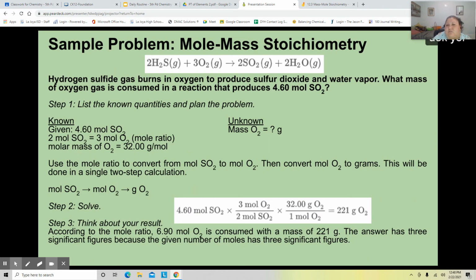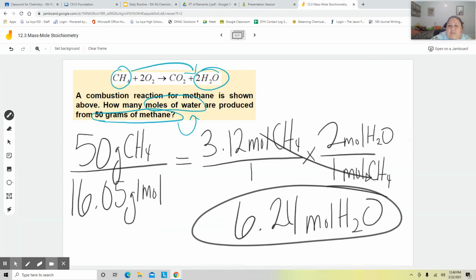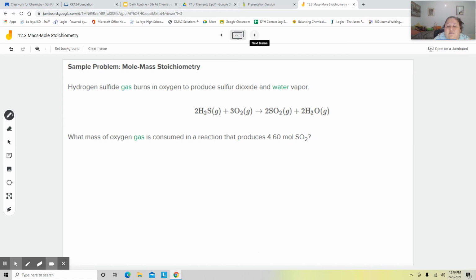So let's go straight into the practice so we don't waste time. It says here hydrogen sulfide gas burns in oxygen to produce sulfur dioxide and water vapor. What mass of oxygen gas is consumed in a reaction that produces 4.60 moles of sulfur dioxide? Okay? So here's our sample problem. We're still treating it the same way. We're still circling all of the information that we're going to need.